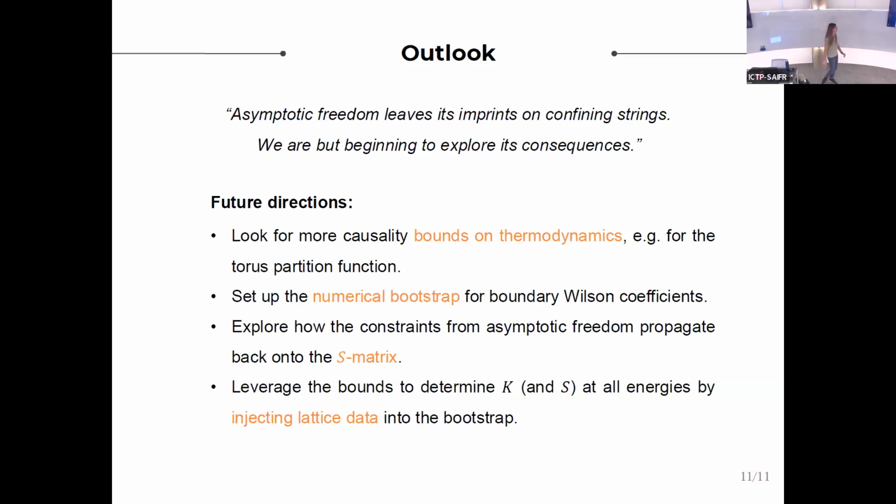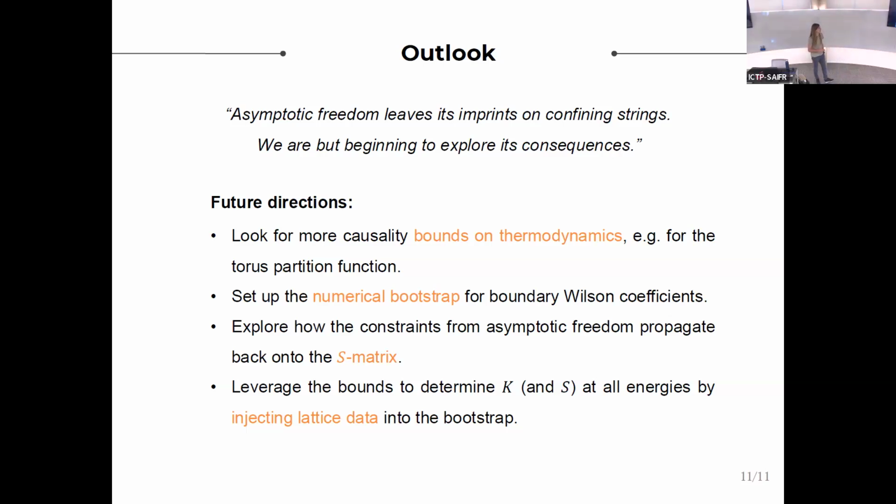And now I'm wrapping up for real. So this is what we've been doing, and there are a lot of future directions if this line of reasoning continues to work. One of them, independent of the flux tube, is that we can push for more bounds on thermodynamics from causality, for example directly on the partition function, not so much on the cylinder. Then we could also try to explore how asymptotic freedom propagates back onto constraints on the S matrix, not just on the K matrix. At the same time, we're starting to set up the numerical bootstrap for these boundary Wilson coefficients.